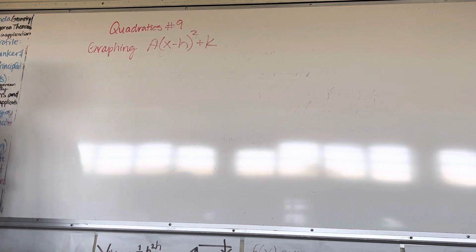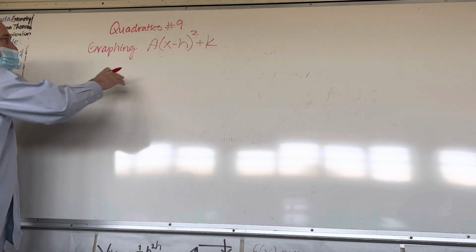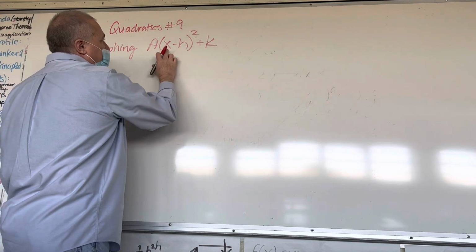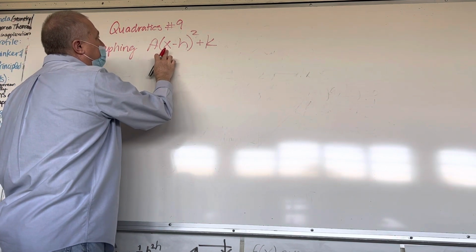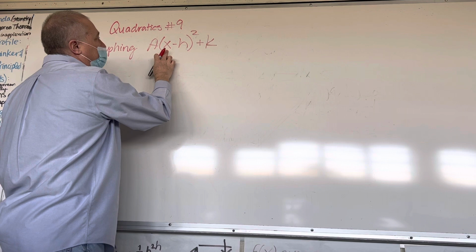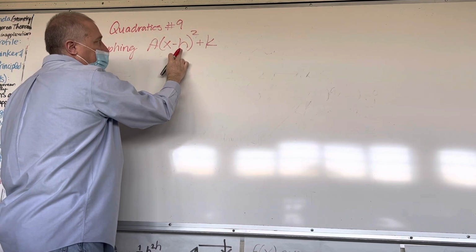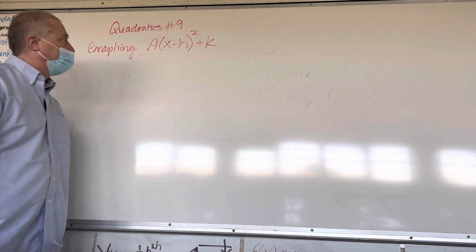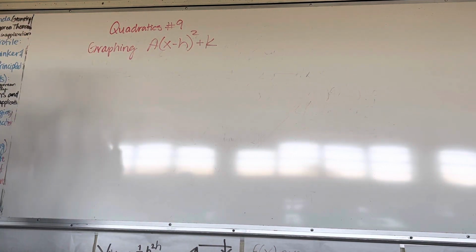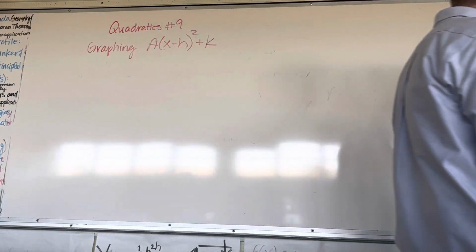Okay, that should look complicated to you. It is. All right, a is some value. It's a number. X is our variable in the process because we're graphing on the x and y coordinate. H is going to be a value that does something to the graph, and k is going to be a value.